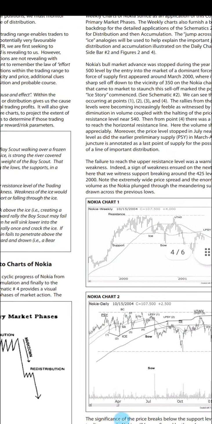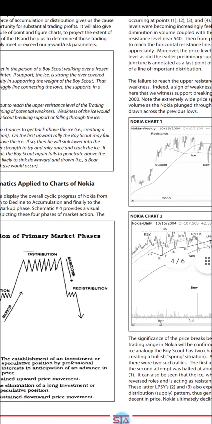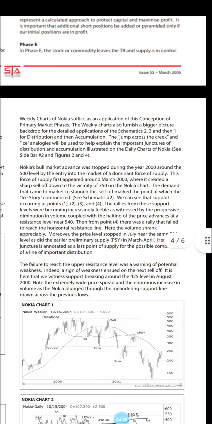So, that's very interesting stuff. So weekly charts of Nokia suffice as an application of conception of primary market phases. The weekly charts also furnish a bigger picture backdrop for a detailed application of schematics 2, 3, and then 1 for distribution and then accumulation. The jump across the creek and ice analogies will be used to help explain the important junctures of distribution and accumulation illustrated on the daily charts of Nokia.